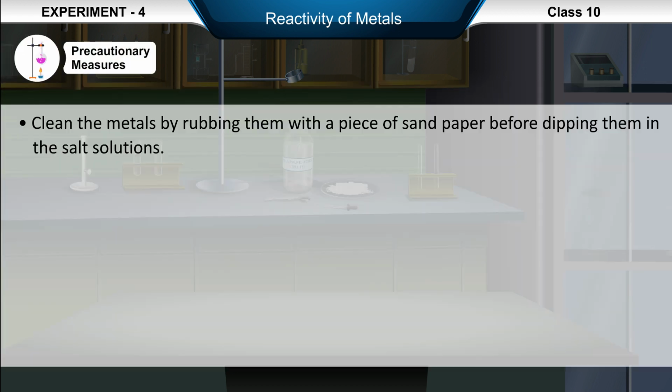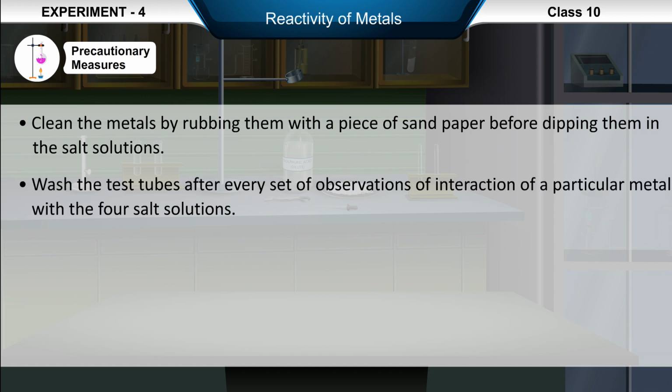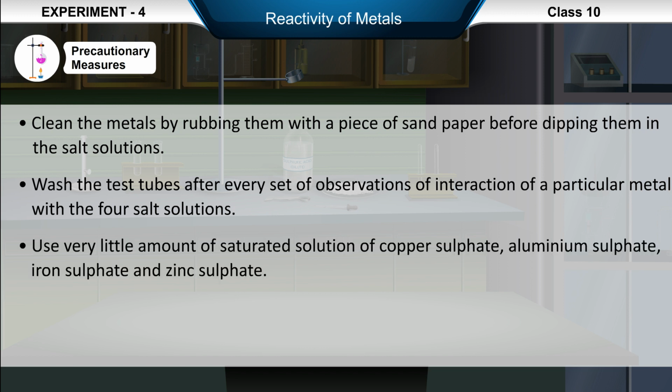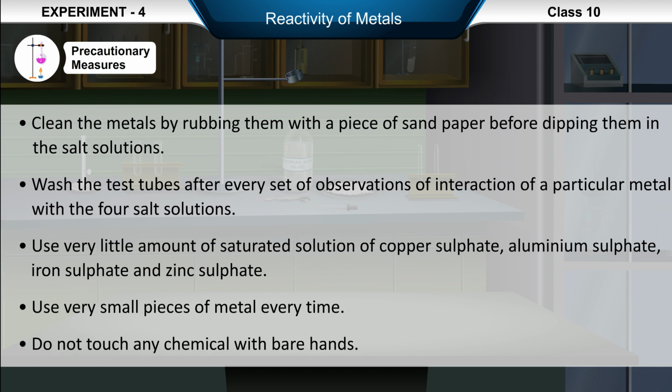Precautionary measures. Clean the metals by rubbing them with a piece of sandpaper before dipping them in the salt solutions. Wash the test tubes after every set of observations of interaction of a particular metal with the four salt solutions. Use very little amount of saturated solution of copper sulfate, aluminium sulfate, iron sulfate and zinc sulfate. Use very small pieces of metal every time. Do not touch any chemical with bare hands.